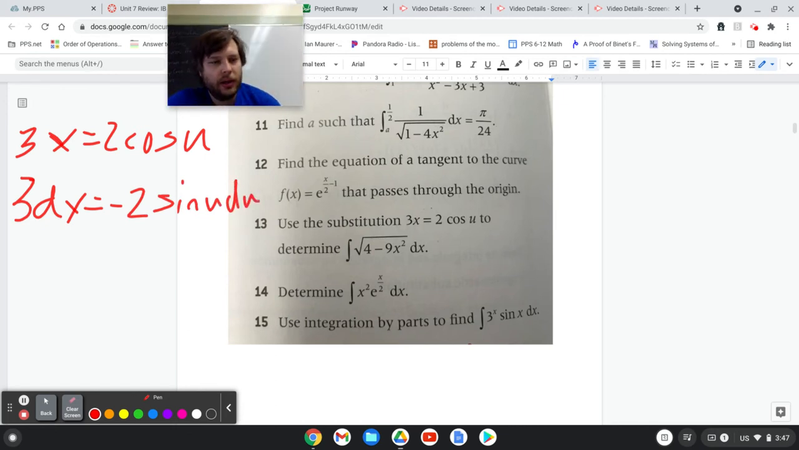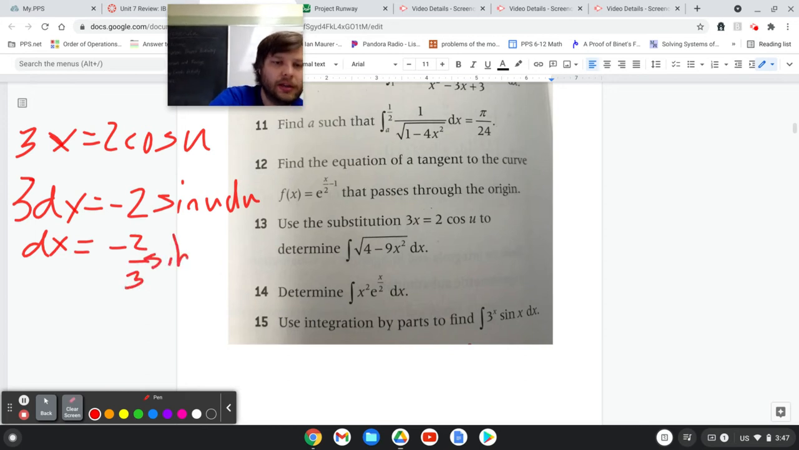And we are trying to substitute in for x. So I'm going to divide by 3. So I have dx equals negative 2/3 sine u du. So I'm going to substitute in. I'll rewrite my integration here.